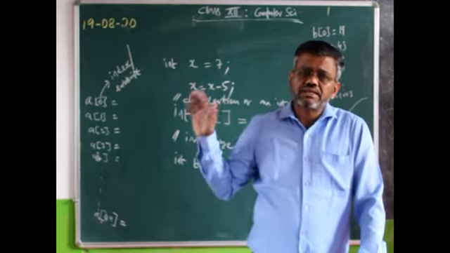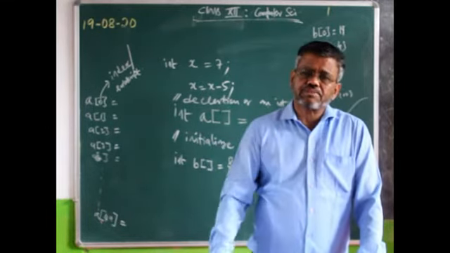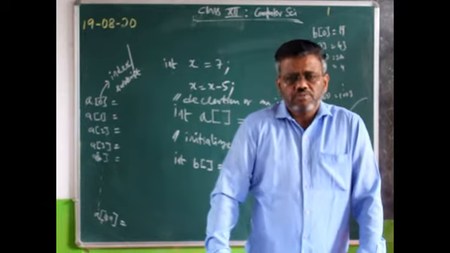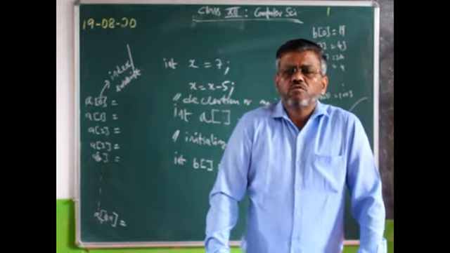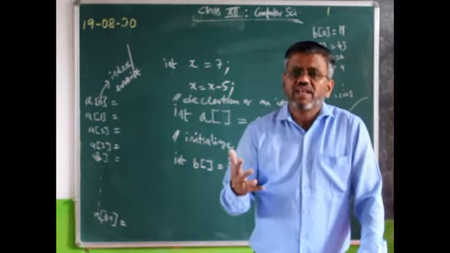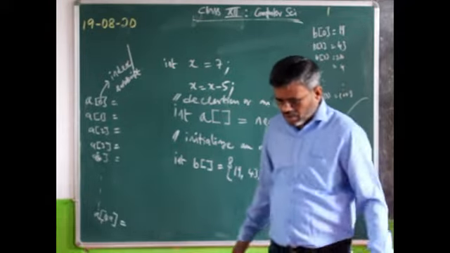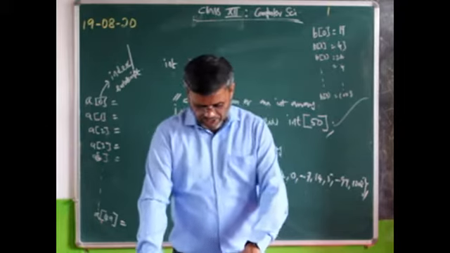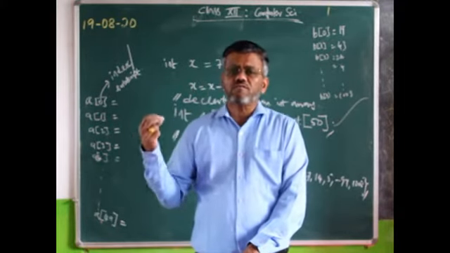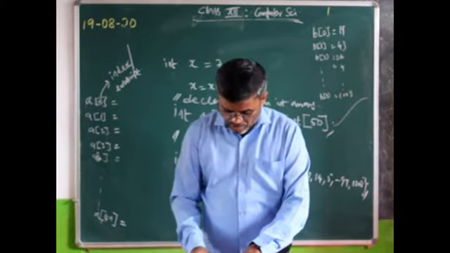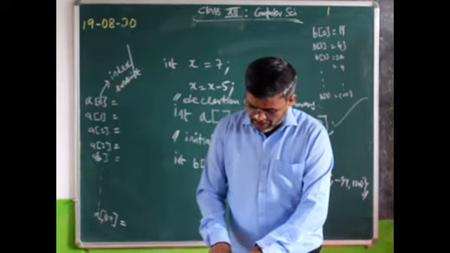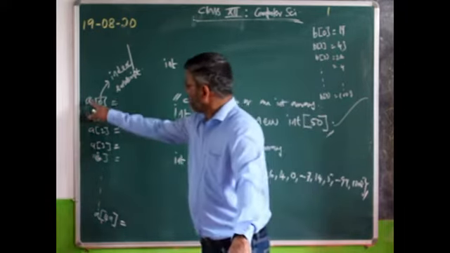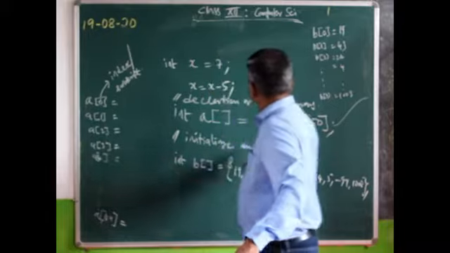Let me re-explain, or sum it up. What is the need of an array? What is an array? An array is a collection of similar variables, a collection of variables of the same data type. All of them are integer.